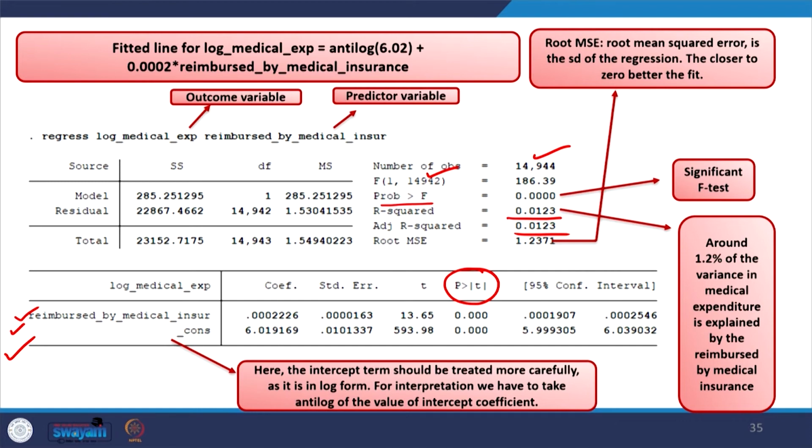Okay. And from all those things we can estimate a fitted line. So, the fitted line for log medical expenditure is equal to the anti-log of 6.02, the constant, plus 0.0002 times the variable that is reimbursed by medical insurance. If I do this calculation, I can get a fitted line. This is what your Excel or even your software usually follow to derive the fitted trend line.